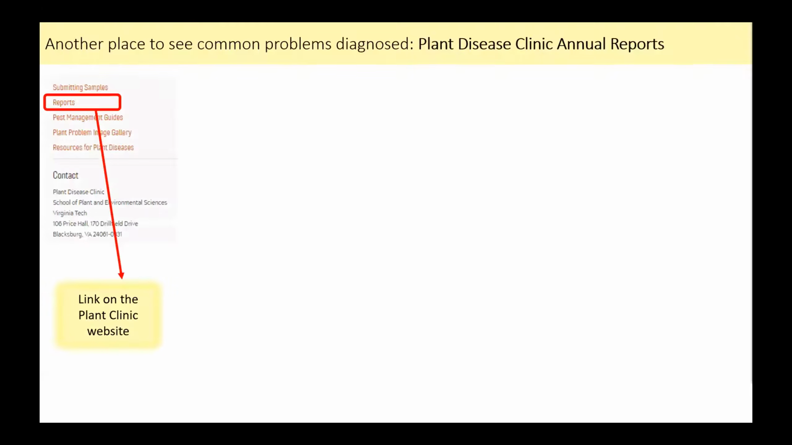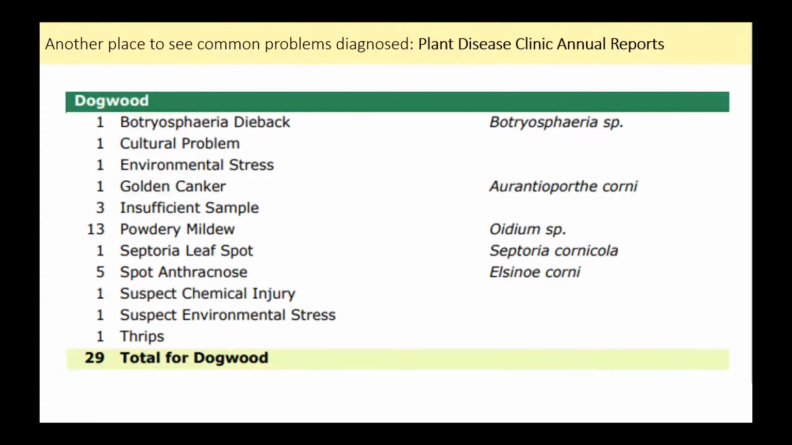Another place to see common problems diagnosed are the Plant Disease Clinic annual reports, which Mary Ann puts together every year. Those are organized by plant type, like trees, woody ornamentals or field crops, and within those are the common names. So here I pulled up dogwood, and you can see powdery mildew is diagnosed frequently, and spot anthracnose follows that. So that can give you an idea of some common problems.